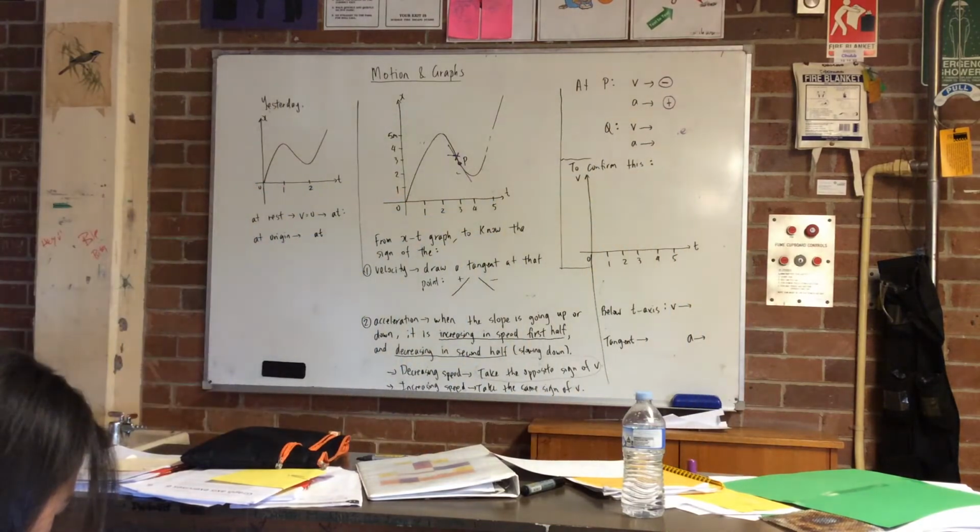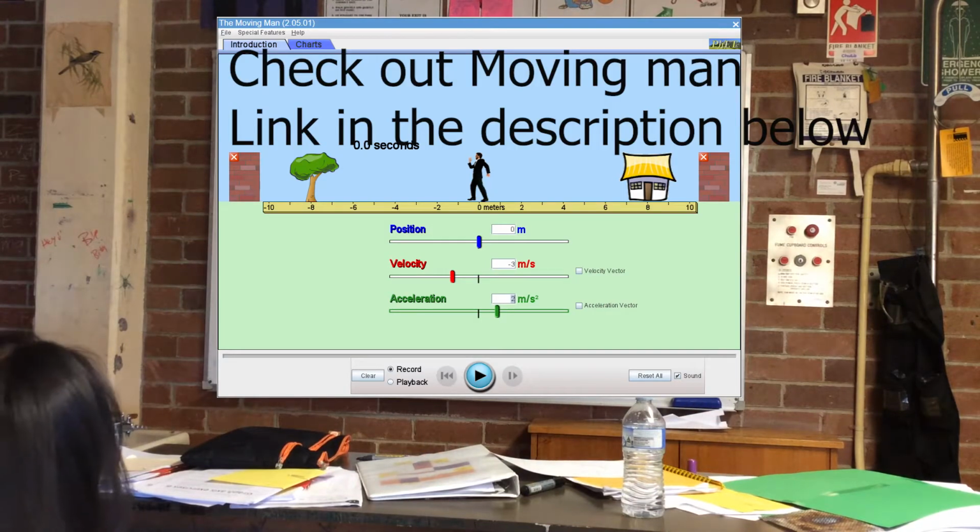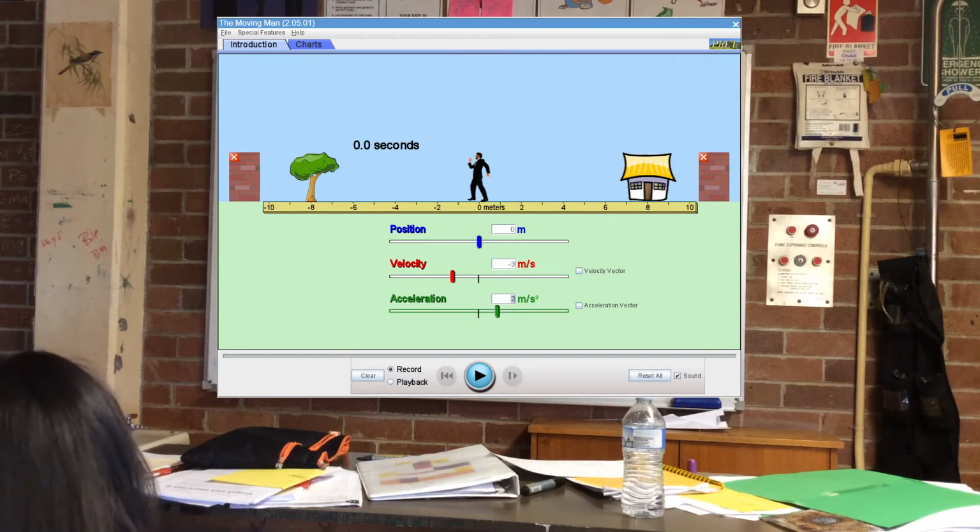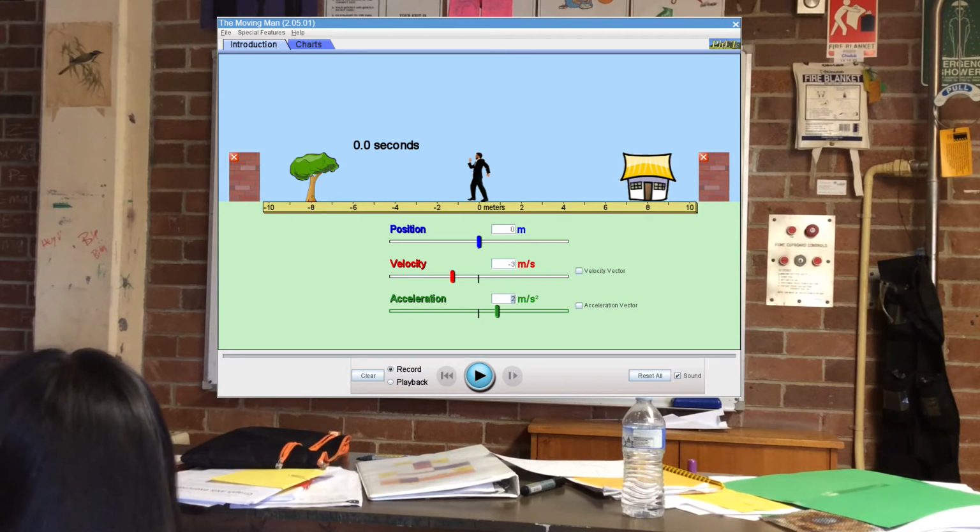Girls, when the velocity is negative, let's have a look at this moving man. When your velocity is negative, that just means you're moving to the left. So let's say my velocity is -3, and my acceleration, let's say it's +2. So this is what it means. Let me play it. So you're moving to the left and then slowing down, and it's actually forcing it to go back to the right. So when the velocity sign and the acceleration sign are different, it means it's slowing down.